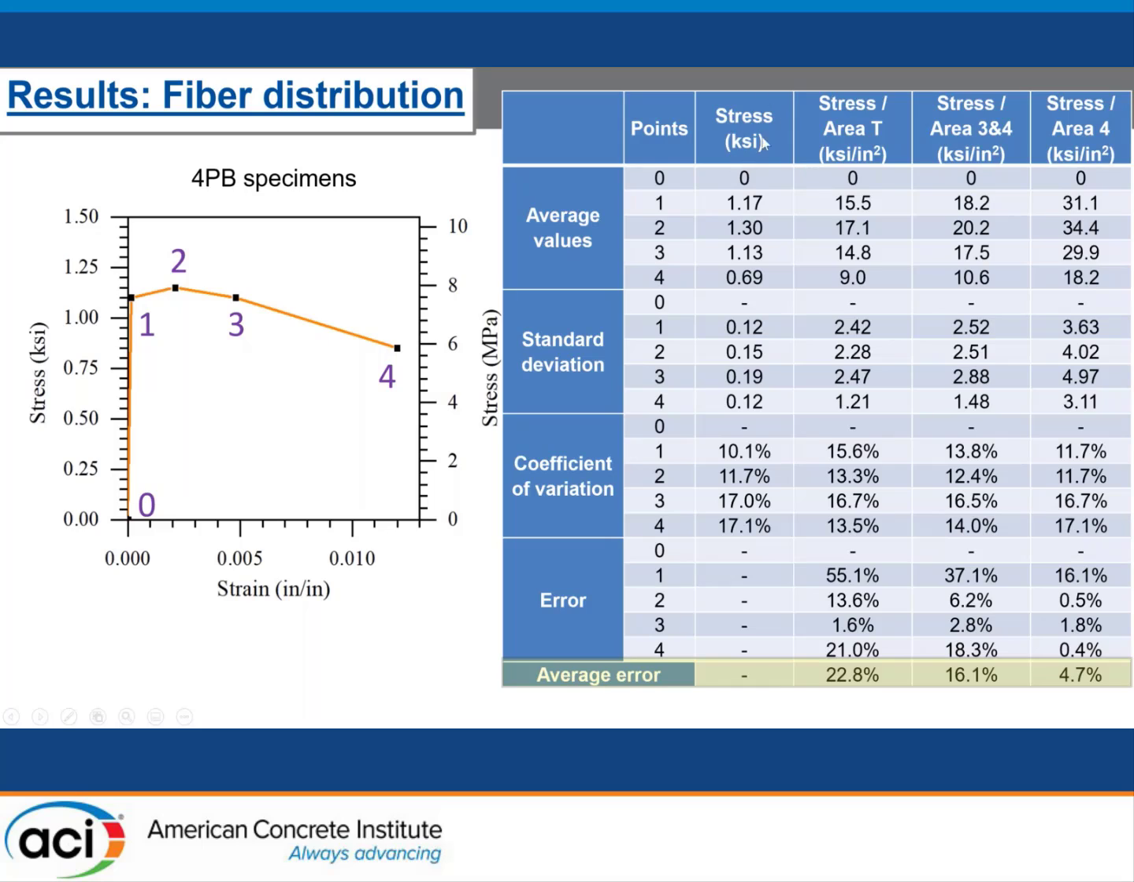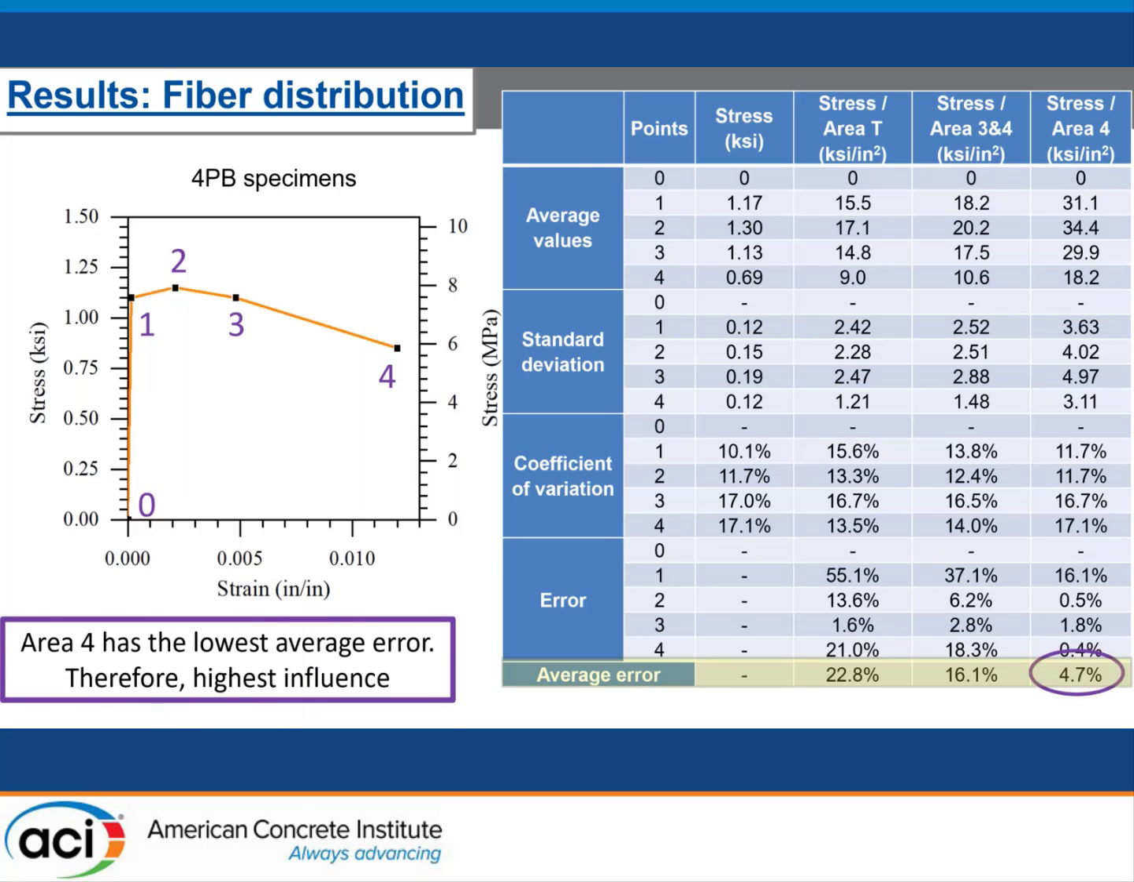And up here, the first column is the actual stress that we observed. And these 3 columns here represent the stress divided by the area of the fibers in each respective area, area T, 3 and 4, and 4. And this row right here, the error, is basically the difference between the numbers we found in these 3 columns, how different they are from the actual number from the stress. And with that, we found that the stress over area 4 resulted in the lowest average error. So we concluded that the area 4 has more influence in the stress of the specimen than any other selected area.